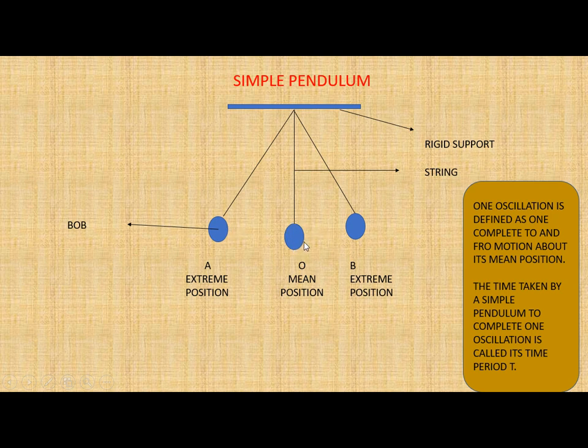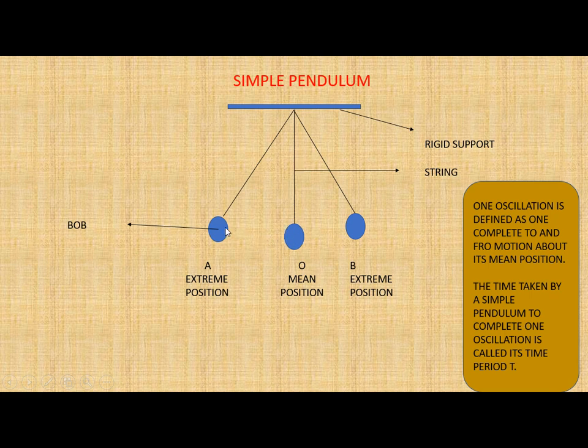First from here, this bob will move to position A, then again it will come back to O and move to B, and then again it will move from here to here. So this kind of motion is your oscillatory motion. Let me repeat once again. This is the point where the bob is at the rest position. When this bob's string is released, you can see that this bob is connected with a string.